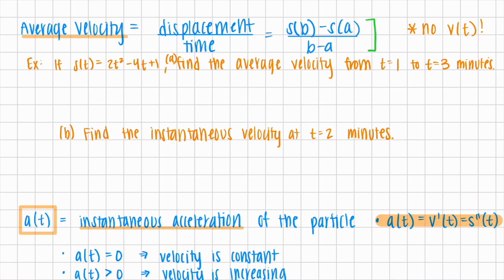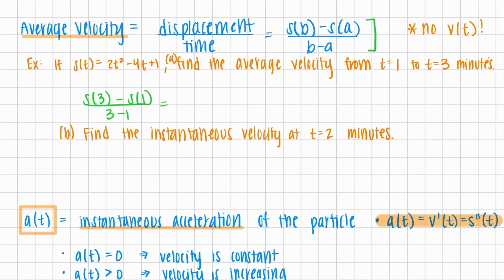So notice that there is no V of t in this expression, even though it's asking about velocity. So it's a common thing. There's no V of t in it. So for an example, we have our same equation. It says find the average velocity from t equals 1 to t equals 3 minutes. So I'm going to find s of 3 minus s of 1 all over 3 minus 1.